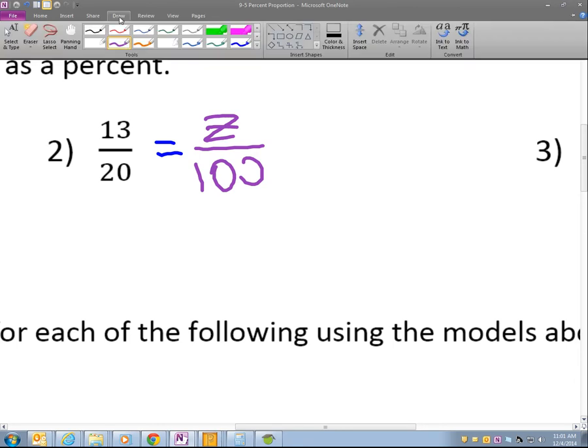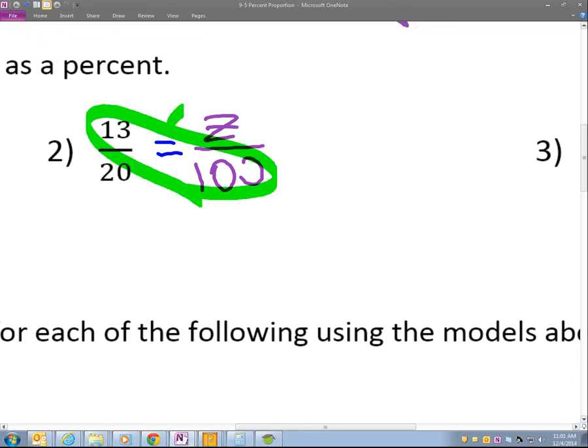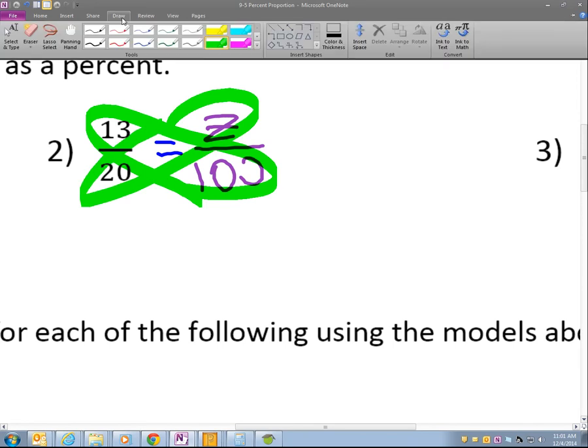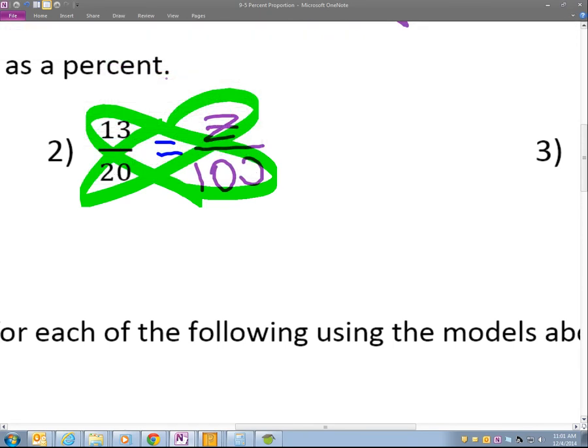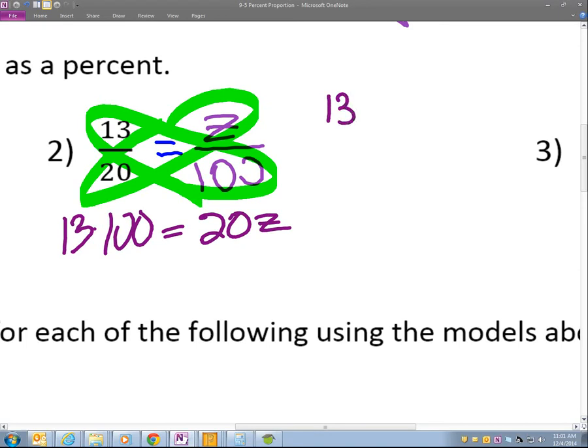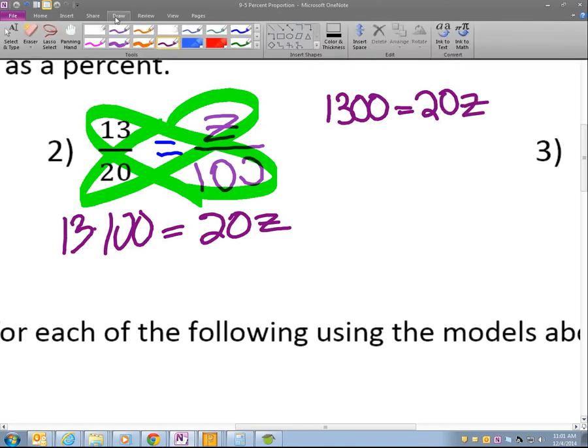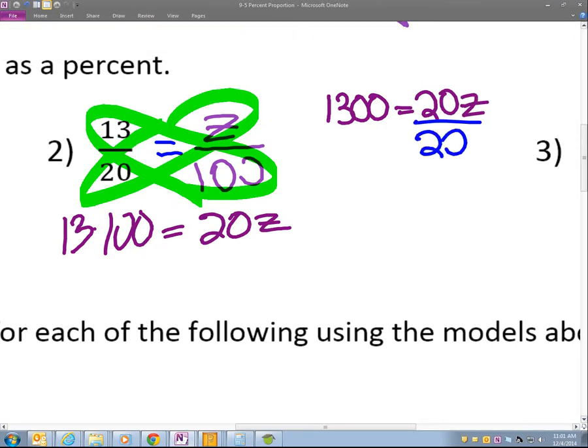I'm going to cross-multiply the way we've been doing this all week. So I'm going to have 13 times 100 equals 20z. See why I have that cross over that z now, so it doesn't look like 202? Then I'm going to do that, which is 1300. Yep, 1300 equals 20z, divided by 20 to get z by itself.